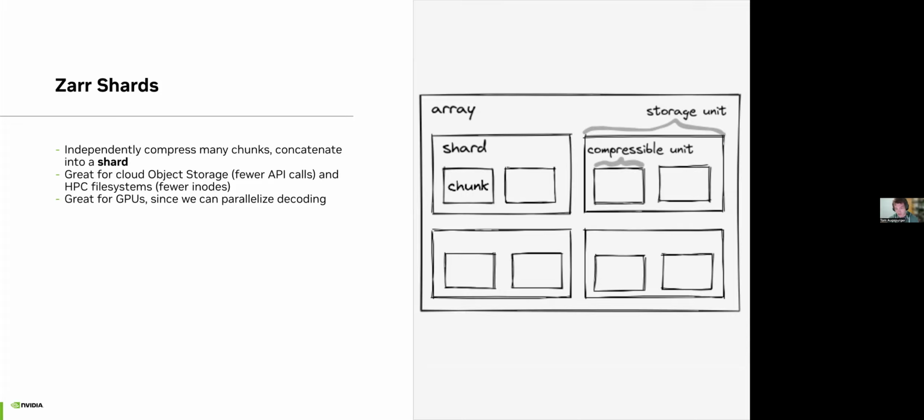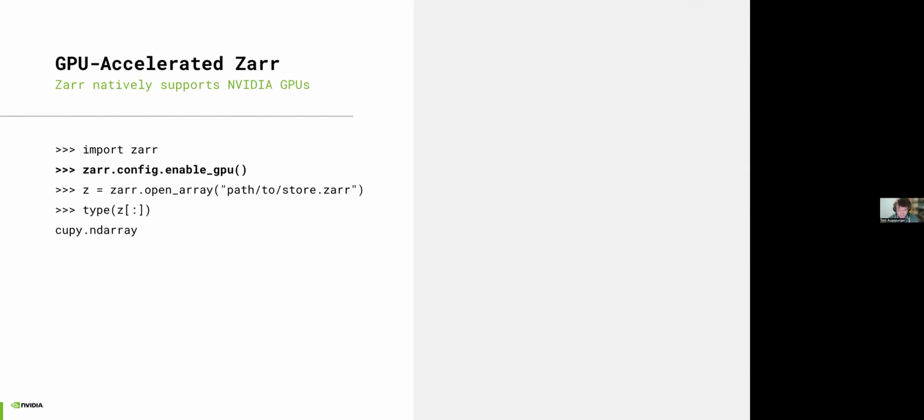This is great for multiple reasons, but for the GPU specifically, it's nice because it gives us an additional layer that we can parallelize using all those nice GPU cores. So we're going to be using shards for this example here.